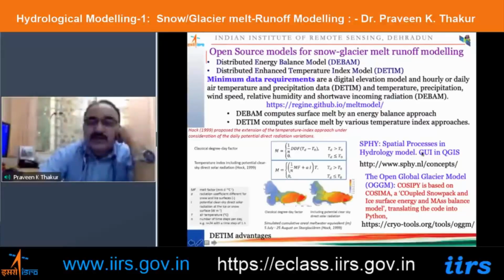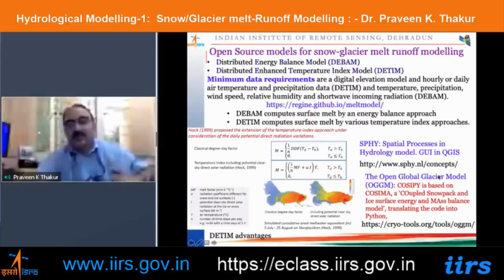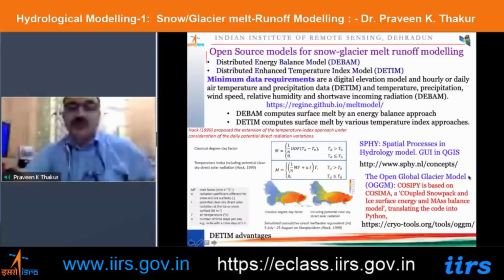Then one more model is available in Python. SPHY, the spatial processes in hydrology model, also has a GUI available in QGIS. Then there is one more model, the open glacier model COSIPY, which is a function of the COSIMA model, a coupled snowpack and ice surface energy balance and mass balance model. COSIPY is also available on this website.